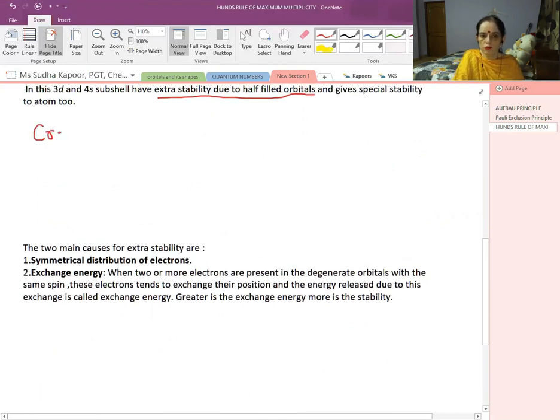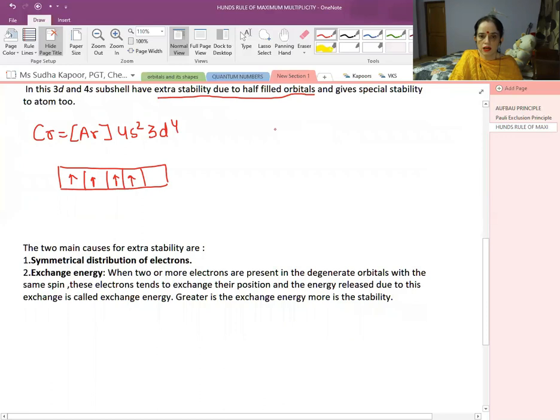When we are saying chromium, argon 4s2 3d4. So how is the d represented? The d is represented, we are going to make the 5 blocks as we are talking about d, and we will draw only 3d4 like this. But when we are going to write chromium as 4s1 3d5, what do you get in the case of 3d5?